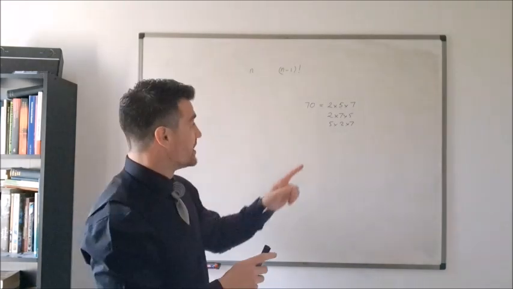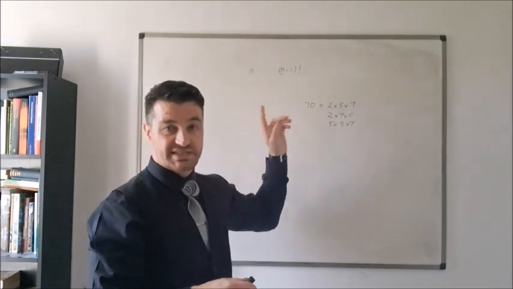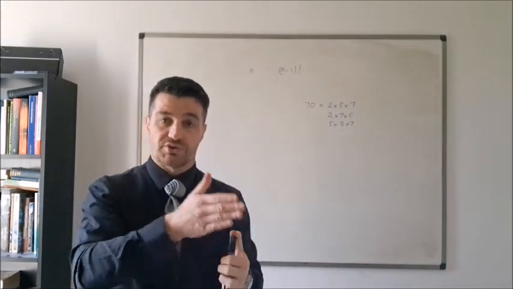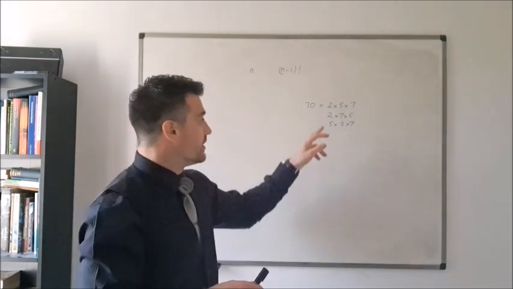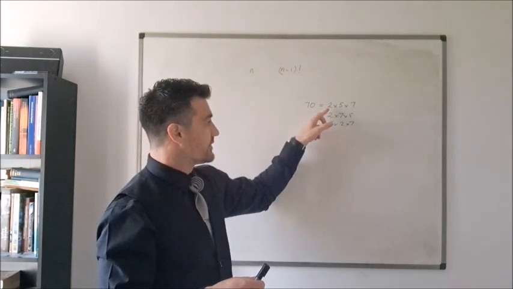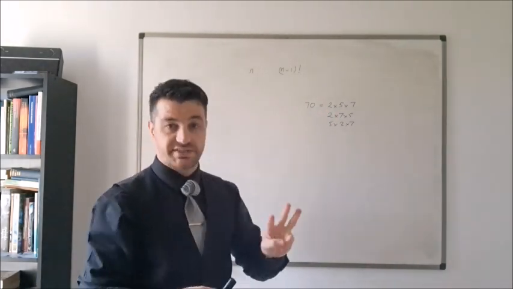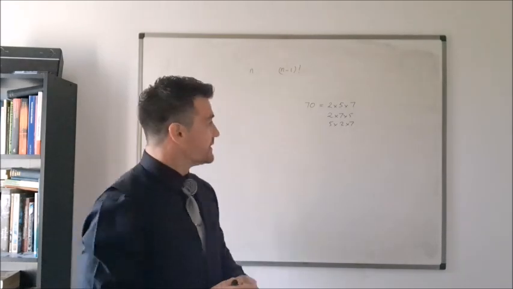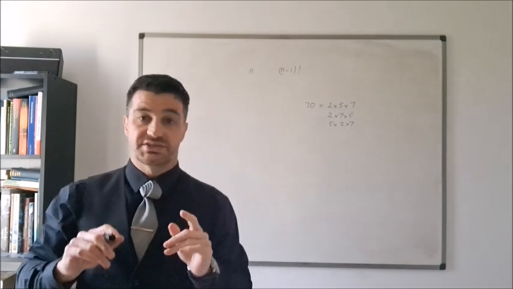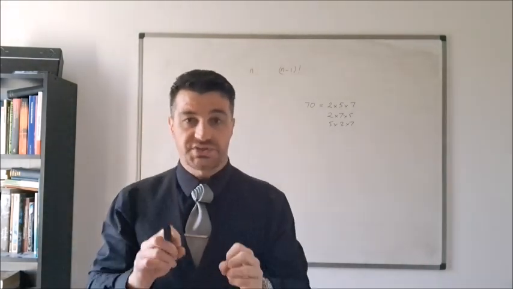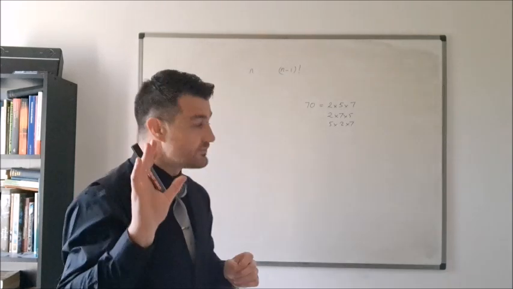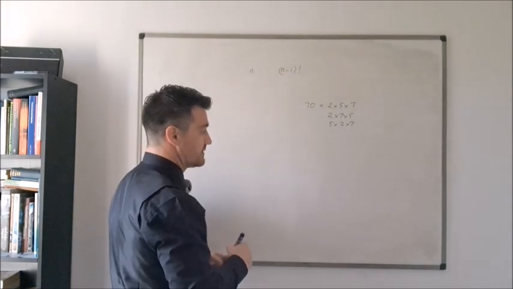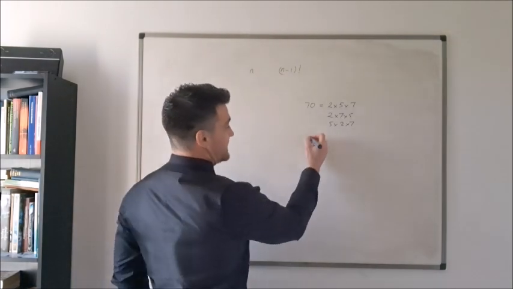The point is, there's no other way that I can split 70 down into a product of prime numbers other than with a 2, a 5, and a 7. And this applies to any positive integer greater than or equal to 2. Very, very important.